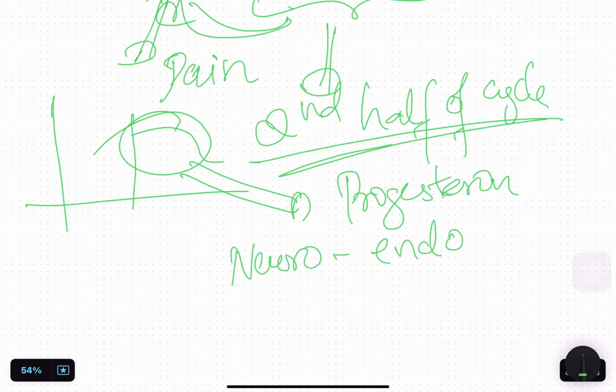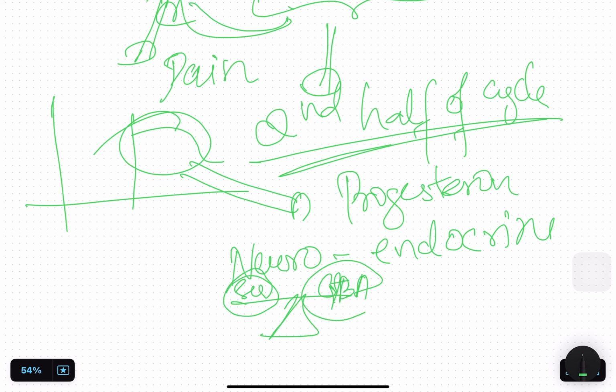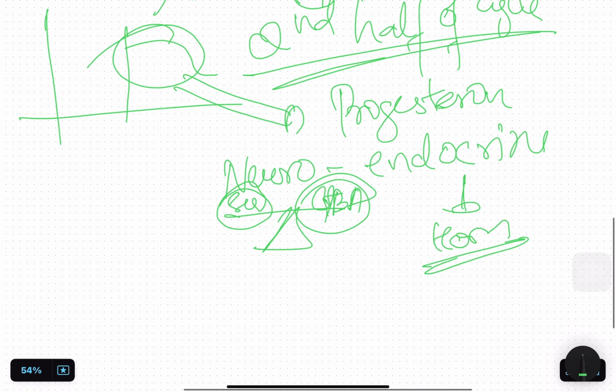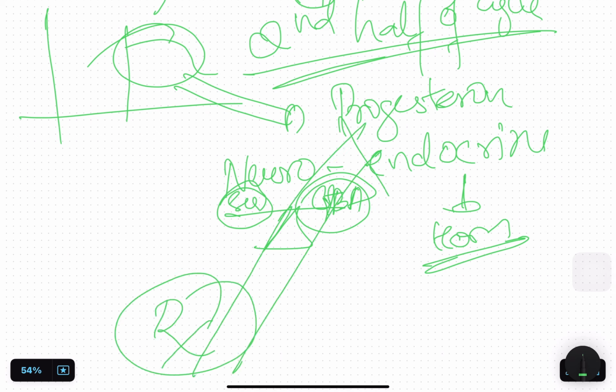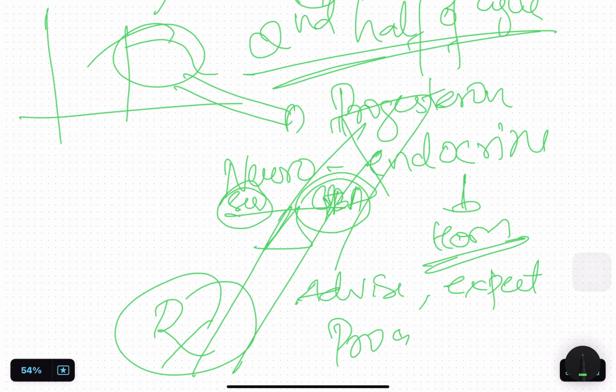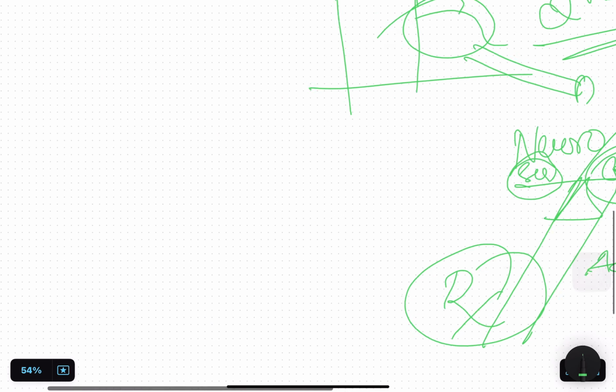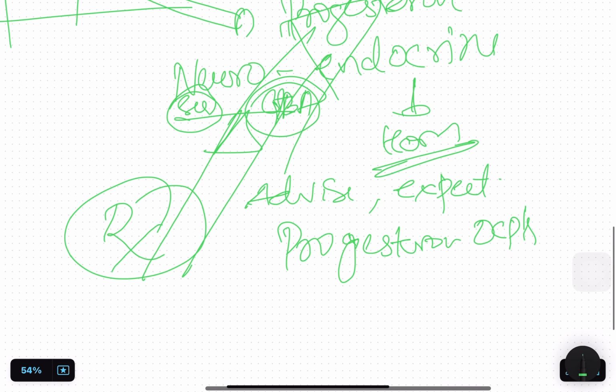Neuroendocrine. So an imbalance between serotonin and GABA or something. Endocrine, related to hormones, some hormonal imbalance. That can cause premenstrual syndrome. So what do you think is the treatment? Advice, sorry, expectant management. Then if you want, you can start her on progesterone, that is OCPs. Never done, but yes, this is what you should know. This is one case.